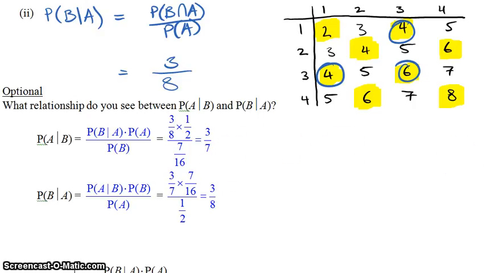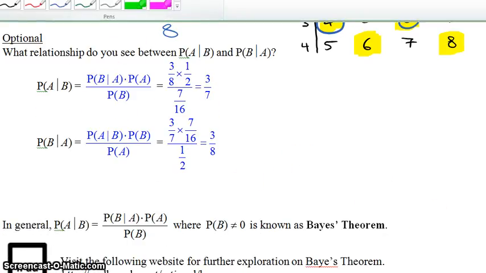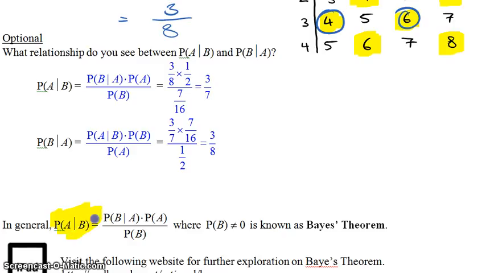Now in general, we've got a rule for relating P of A given B and P of B given A. You can see the particular working for this example here, but the more general rule is called Bayes' theorem. It says that the probability of A given B is equal to the probability of B given A multiplied by the probability of A, divided by the probability of B, so long as, of course, the probability of B is not 0. And so you can read up further on the website given below.